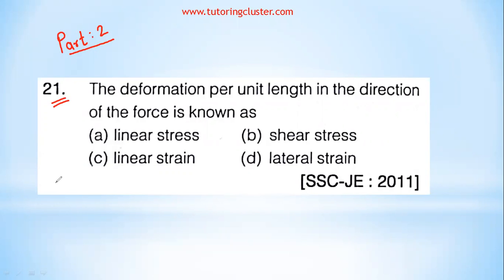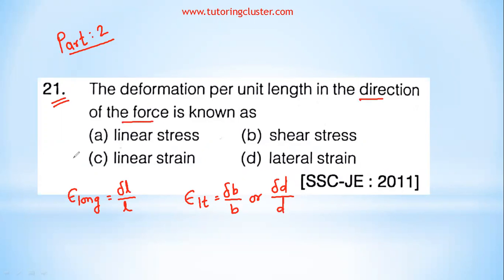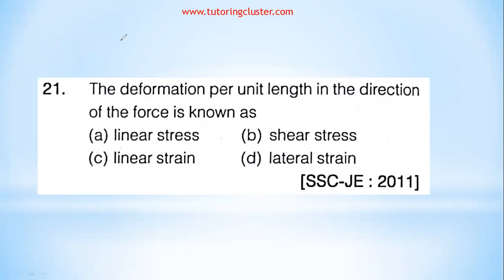Okay, so we know that linear strain, or longitudinal strain, is equal to delta L by L. And lateral strain is delta B upon B, or it can be delta D upon D. So basically deformation per unit length in the direction of force is called what? Linear strain. Okay, is it right? Okay. So let us see the next question.